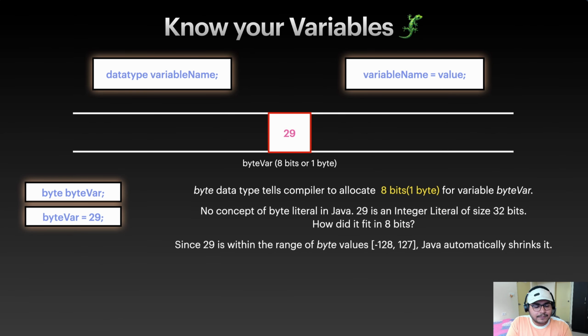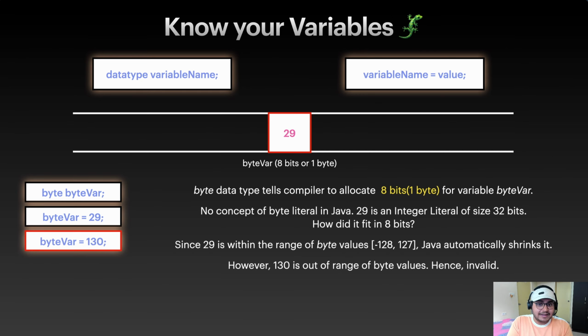As you might recall, Java does not support byte literals, and we haven't even discussed that in the literal section, right? And by default, any integer literal is of the int data type, which is 32 bits. And I just told you, right, a few minutes back, that you cannot fit a large value inside a small cup. So how did it fit? Since 29 is within the range of byte data type, Java automatically converts this literal into byte type.